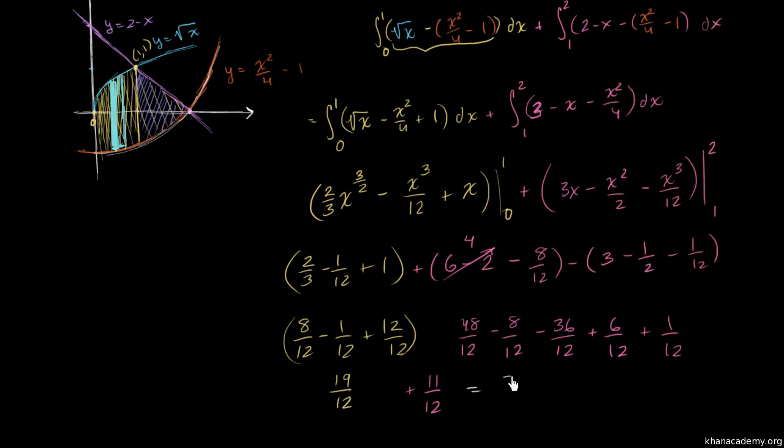And then we're ready to add these two. 19 plus 11 is equal to 30 over 12. If we want to simplify this a little bit, we can divide the numerator and the denominator by 6. This is equal to 5/2, or 2.5. And we're done. We figured out the area of this entire region. It is 2.5.